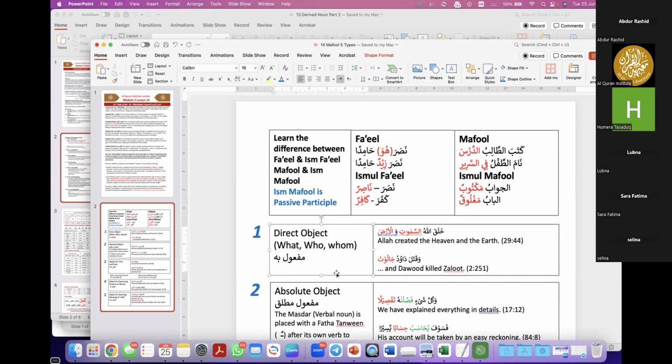On form 2, you have gone through severe exercise in lesson 12. You remember the 9 keys? This is how ismul maf'ul comes out. Sarrafa yusarrifu. Right? Then what happens? Sarrif, correct? Sallama yusallimu, sallim. La tusallim. Then what comes? Musallimun.